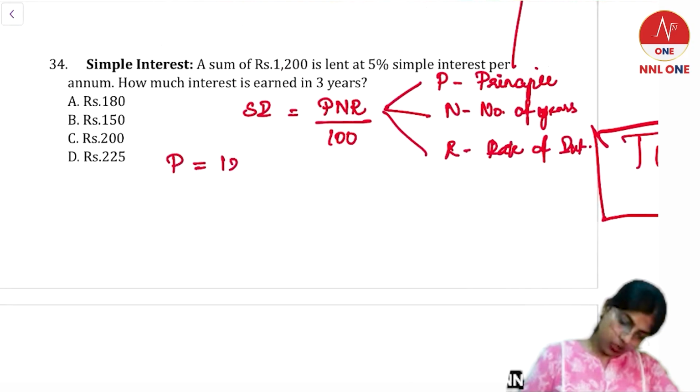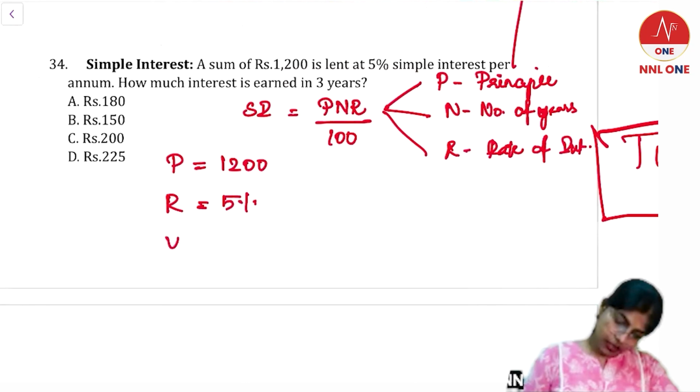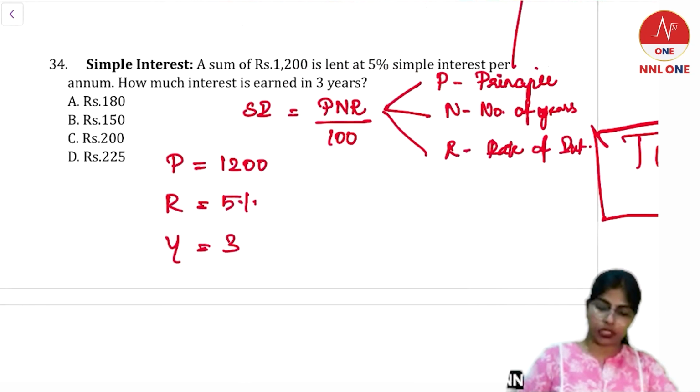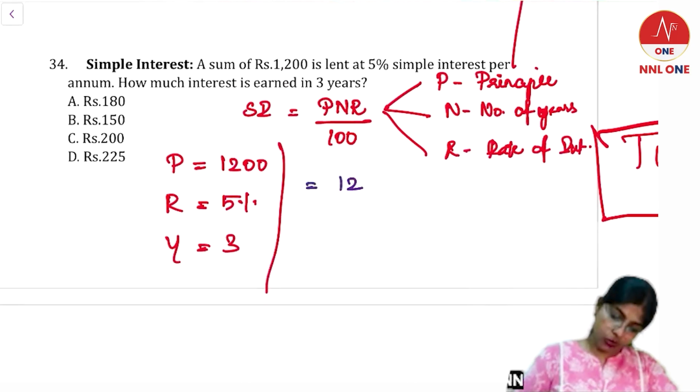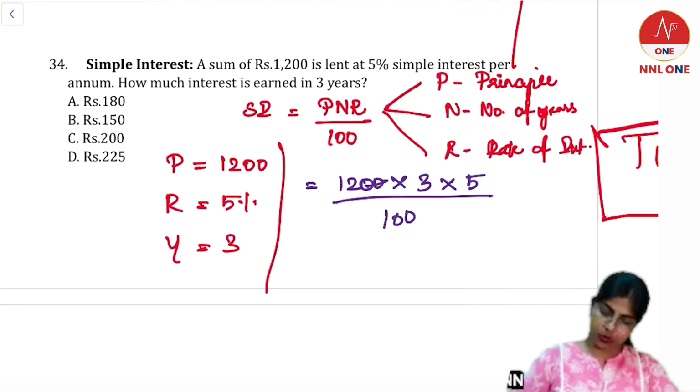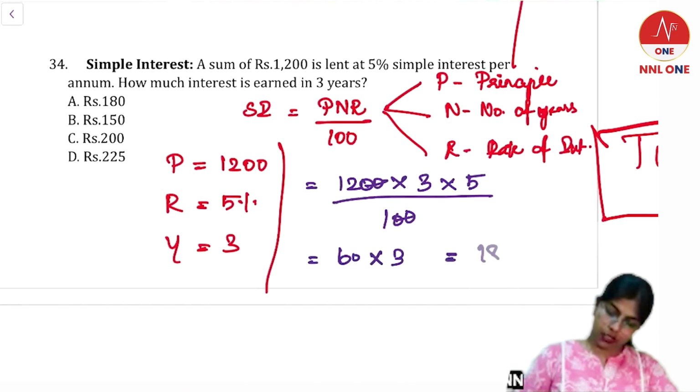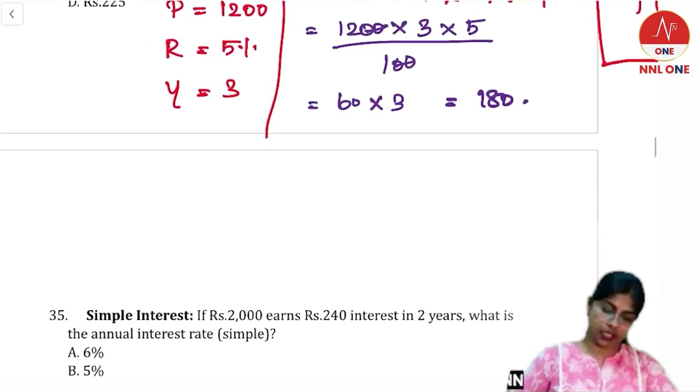Okay. So what is the principal amount here? It is 1200. Rate of interest is 5%. They are asking us to find interest for 3 years. So simply we are going to substitute the values and apply it in the formula. It is very easy. 1200 into what is the number of years? It is 3. What is the rate of interest? It is 5 divided by 100. So 20 gets cancelled. So 12 into 5, it is 60. 60 into 3, it is 180. The answer is 180. Next question.